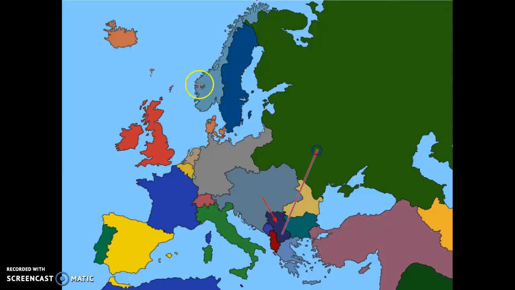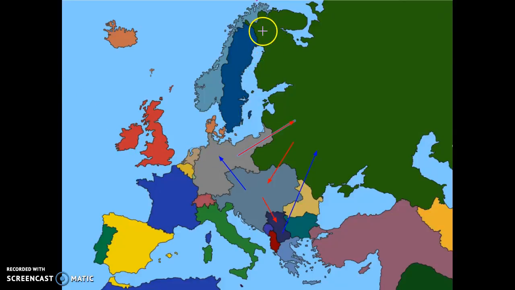Now, Serbia was allied to Russia at this time. So, once Austria-Hungary declared war on Serbia, Russia declared war on Austria-Hungary. Now, Austria-Hungary was allied to Germany at this time. So then, obviously, Germany then declared war on Russia.